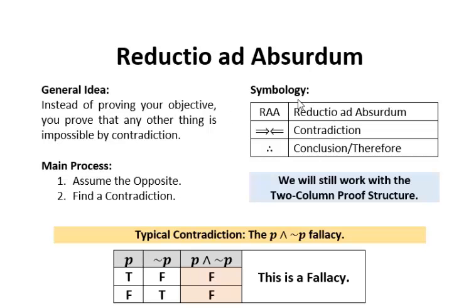The symbology we're going to use in this case is RAA, which is some sort of abbreviation for Reductio Ad Absurdum. We're going to use two arrows colliding with each other, that means contradiction, and three dots arranged in this way, that means that you're concluding something, or you're basically saying because of all of the things I said before, therefore I can conclude this. The way we're going to solve the exercises is following the same structure of two-column proof.